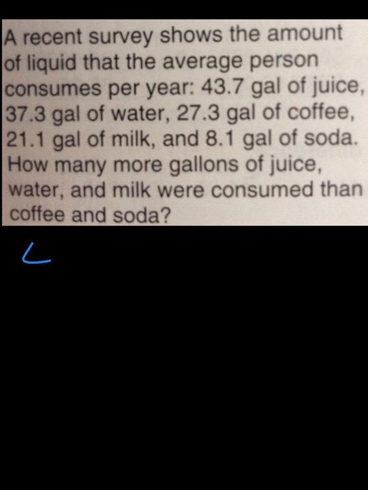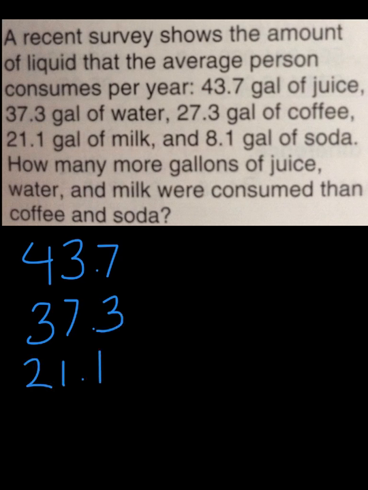So I'm going to write 43.7, 37.3, and 21.1. Remember to always keep your decimals lined up and all of your digits lined up. And then we just add it together. 7 plus 3 plus 1 is 11. Carry the 1. I bring the decimal down right away. 7 plus 3 plus 1 plus 1 is 12. Carry the 1. 4 plus 1 plus 3 plus 2, 7, 8, 9, 10. 102.1 gallons. I'm going to label that with a G.